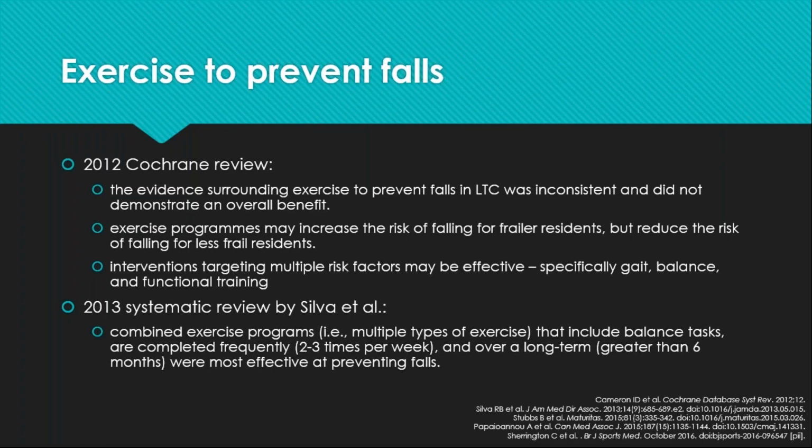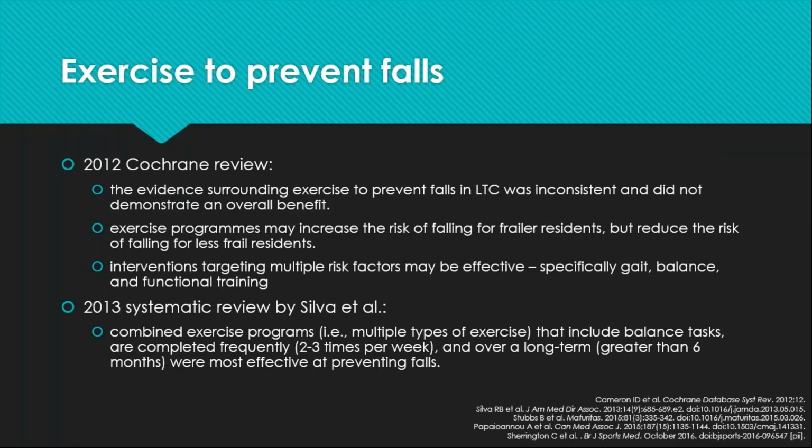So there's some suggestions that we might need to target exercise and make sure that if a resident is frail or at high risk for certain events like falls or fractures, that we might need to target our exercise a bit more and also include other interventions, so not just exercise. And they found that interventions targeting multiple risk factors might be effective. So things like specifically targeting gait, balance, and functional training. So functional training being practicing activities that you would do in your daily life.